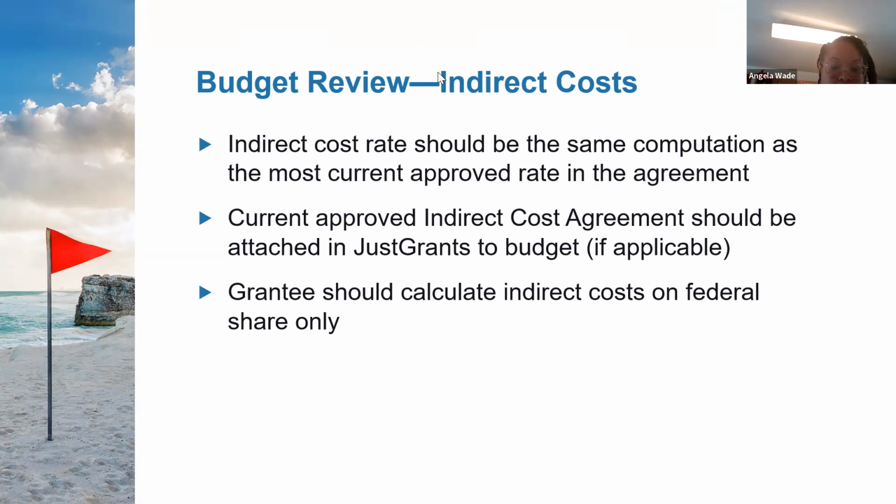If you are charging indirect cost, and you do not have a current rate, you need to let us know that you're waiting for an approved rate. And what will happen is when we approve your budget, we will put the amount you have charged in indirect costs on hold until you provide a current indirect cost rate agreement. Next slide, please.